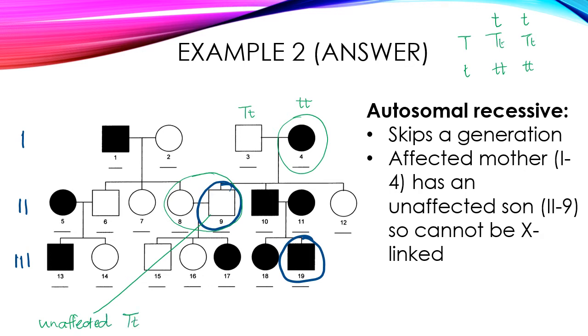The other individual, number 19, has the trait or has the disease. It's autosomal recessive, so this person must be homozygous recessive.